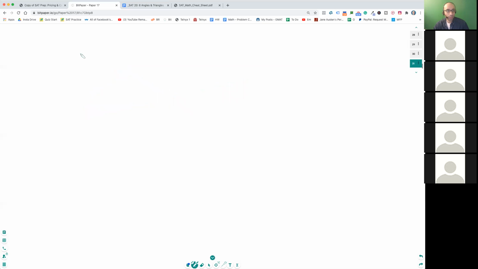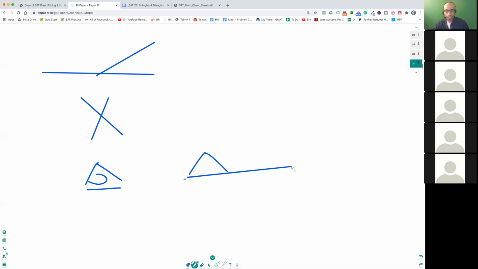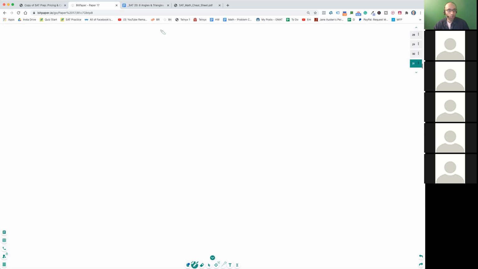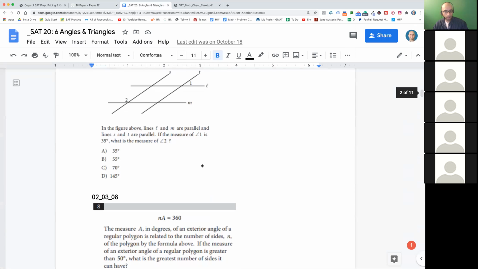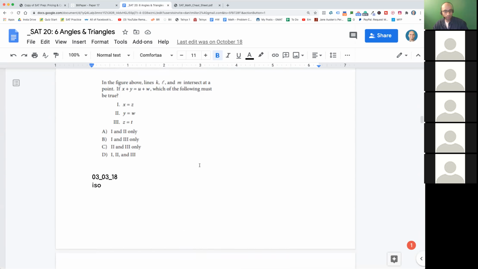Now these are the four properties. Remember, the four properties are supplementary, vertically opposite, angles in a triangle are 180, and the last one combines the supplementary with the angles, and then you get this extra piece here. So super easy. Let's see if we've got a few problems to solve based off of this.